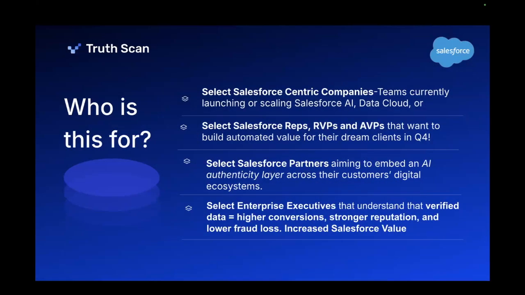So, jumping right in, who this is for. This is mostly Salesforce focused, coming straight from Dreamforce. So: select Salesforce companies, Salesforce reps, RVPs, and AVPs who want to absolutely blow out their Q4. Select Salesforce partners aiming to embed an AI authenticity layer across customers' digital ecosystems, those partners taking people to the next level, and select enterprise executives who understand verified data equals higher conversion, stronger reputation, and lower fraud loss.